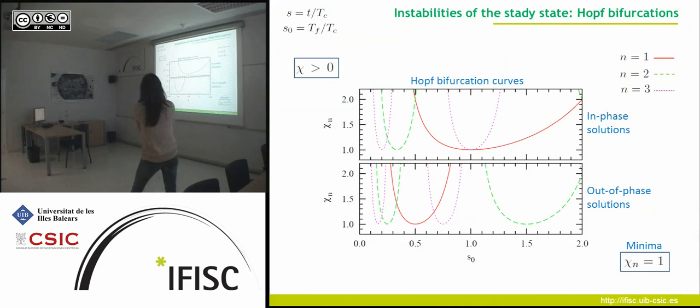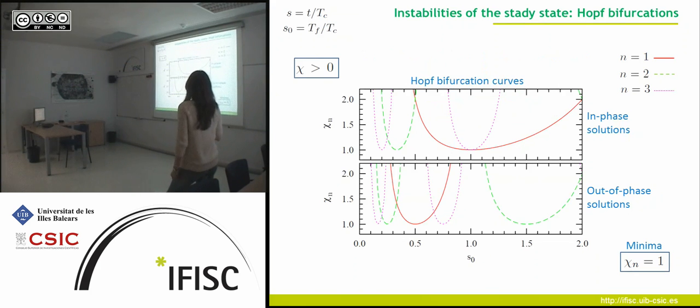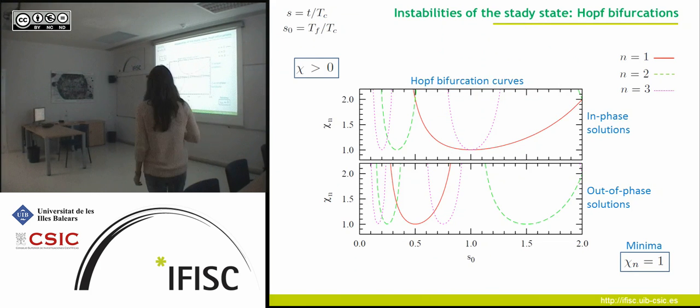Now, we consider that she is positive. We could consider that she is negative and do other analytical calculations, but for this work, we consider only she positive. This means that we are going to obtain only some results of the system. There are other solutions. And we plot the Hopf bifurcation curves as a function of this parameter.